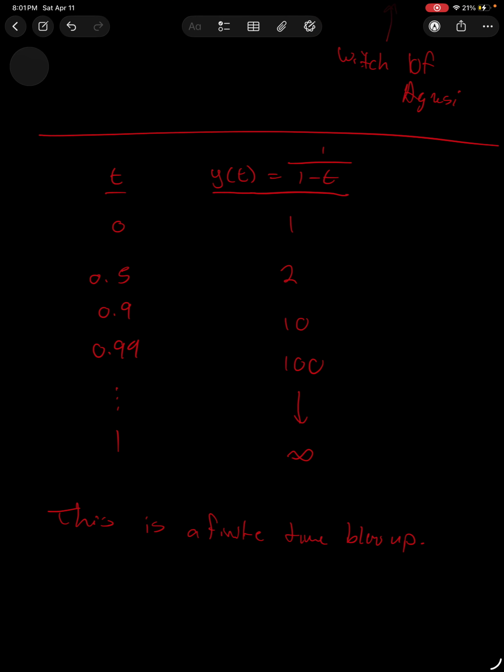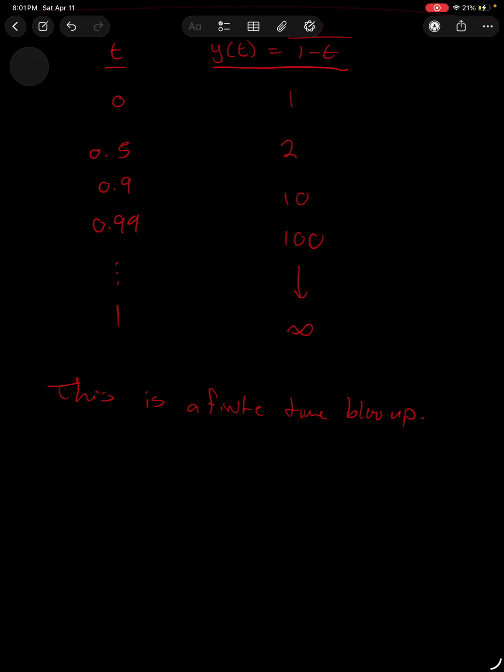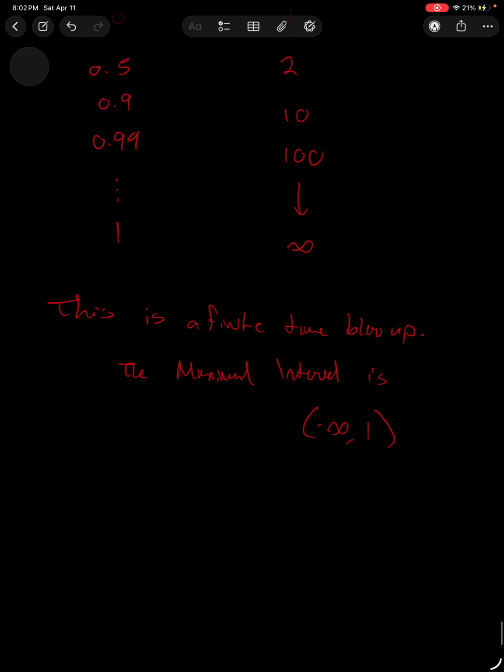So, realistically, when we talk about these things, the finite time blow-up is a type of occurrence which limits the effective interval. What I mean by that will become clear. The maximal interval is negative infinity up to 1, right, for this function. Not all the reals. So it's problematic.